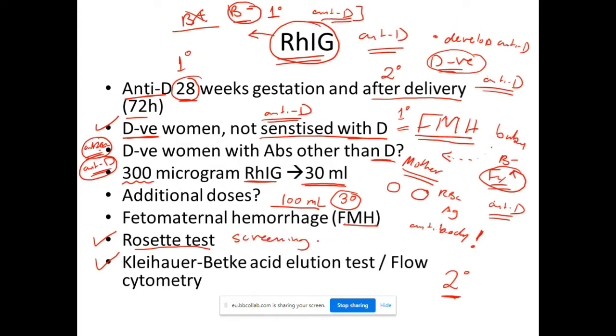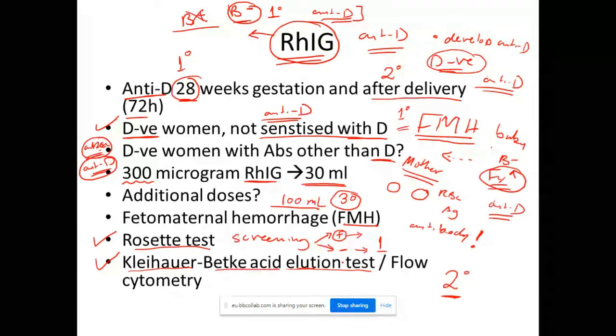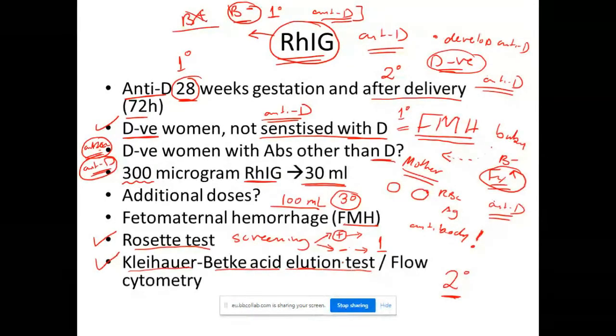So it's a screening test, it can be positive, it can be negative. If we do the Rosette test and it's negative, that means 1 dose is enough. No problem, 1 dose is enough. However, if we do the screening test and we will see now what the Rosette test is, and we get a positive result, that means we have to do a confirmatory test, which is the Kleihauer-Betke acid elution test. In the Kleihauer-Betke acid elution test, we can calculate the exact amount of bleeding. And also we will see and understand the Kleihauer-Betke test.